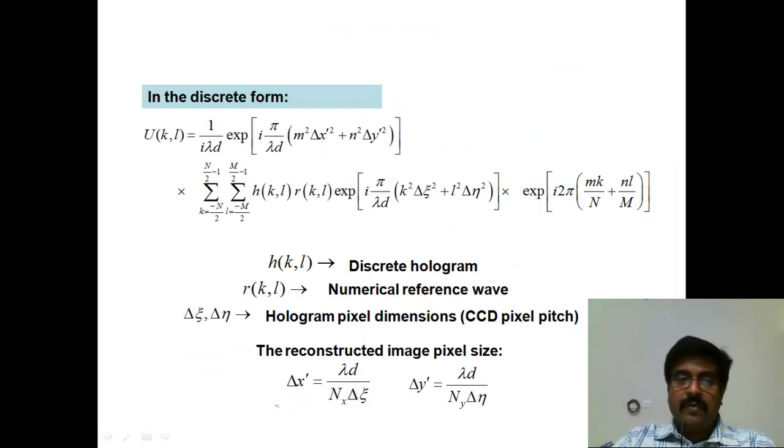Now, the reconstruction process is done like this. The hologram function, which is a real valued digital image, is multiplied by the reference wave, the mathematically modeled reference wave, which is the same as the reference wave used for recording, and then do a Fresnel transform.